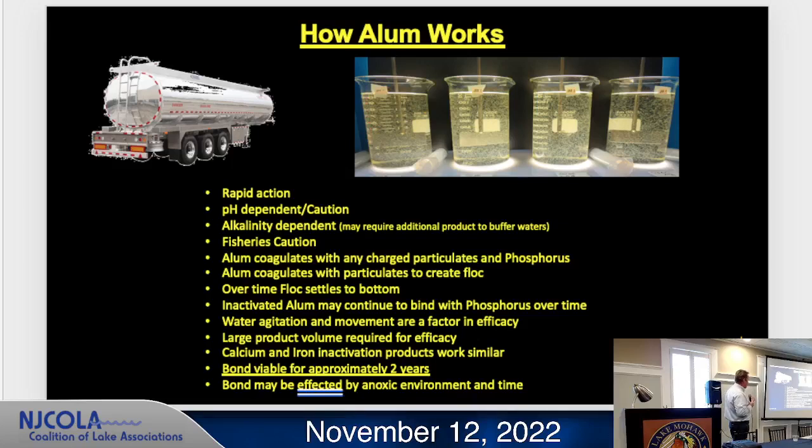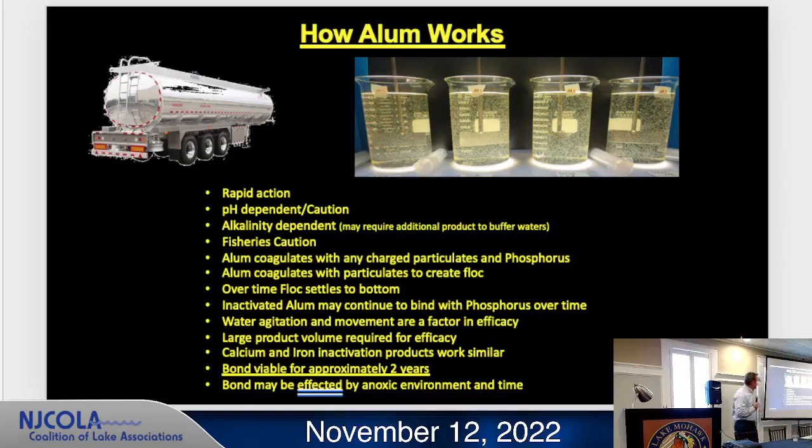Again, large volume. And one of the critical things is it's really only good for about 2 years. Okay? Plus or minus again. But its bond will hold that phosphorus for 2 years, and then later on it's going to release it, and the bond becomes too weak. And in an anoxic environment, it can release itself. So you're losing the efficacy.